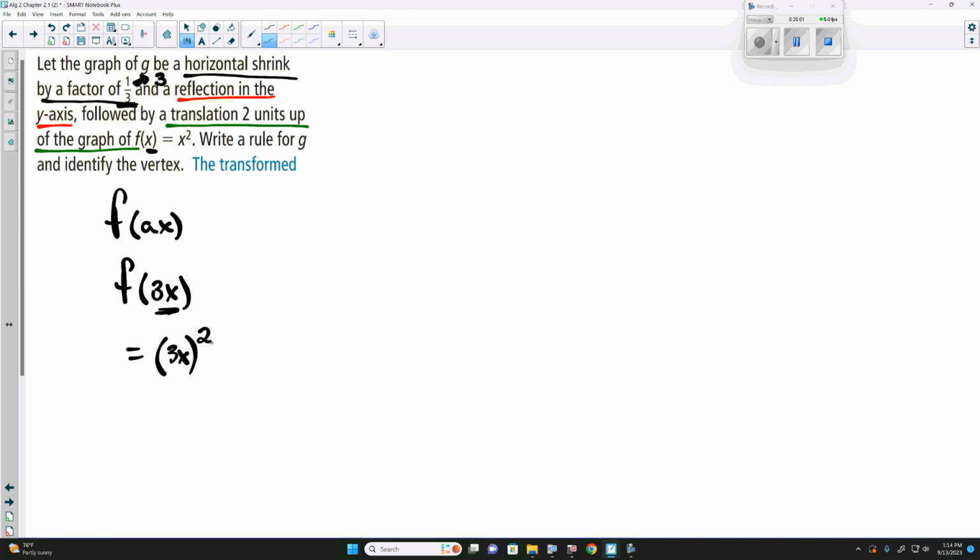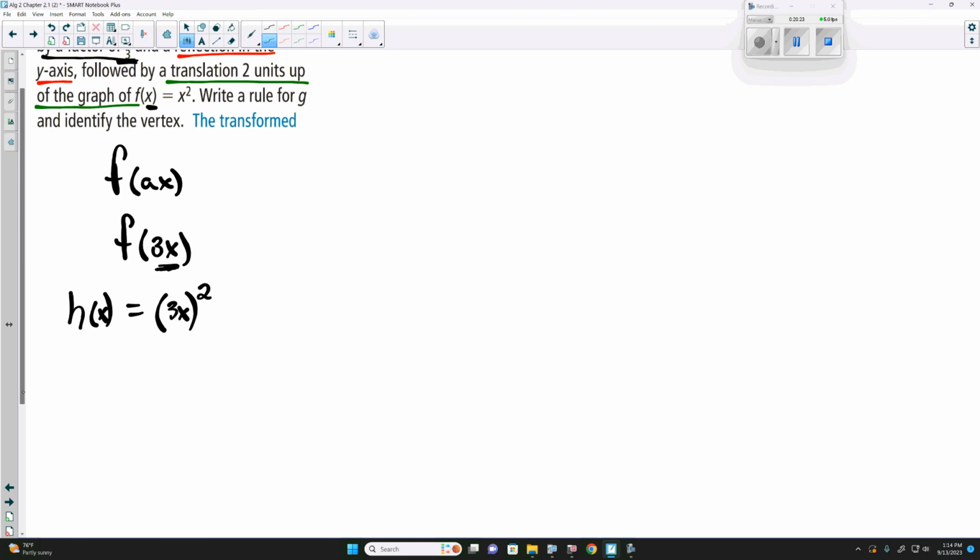Now we could multiply this out, we could simplify it, but I'm not going to ask you guys to do that. And that's even true with horizontal translations left or right. We can leave it as x minus whatever the number squared. I'm not going to ask you to multiply and distribute it out. We can leave it as this here. If you do choose to square the 3x, which would give us 9x squared, that is fine too. I will take either answer. But any questions on the horizontal translation?